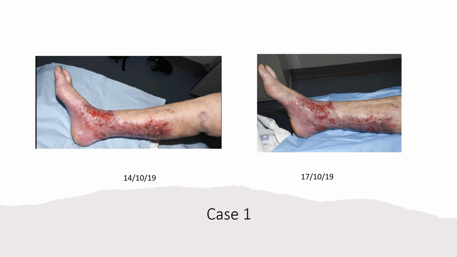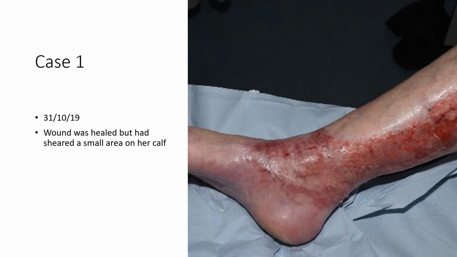10 days after that, the wound predominantly up the calf is healed. She's just got some smaller wounds around her ankle. 3 days later, you can see that again, smaller wound, much healthier looking. And then this is at the end of the month, where this wound is largely healed. She's just got a small area of shear up on her calf on a previously healed area and a couple of small dots. But this wound, for all intents and purposes, is healed.